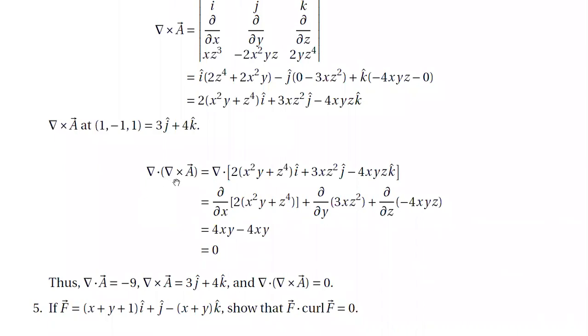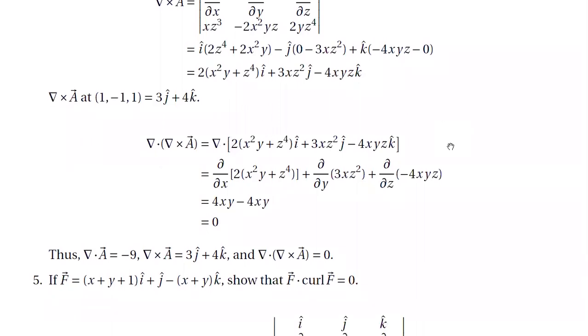So divergence of curl of vector A is equal to del dot product with del cross vector A, that's here. What is del? Del is the vector differential operator ∂/∂x i plus ∂/∂y j plus ∂/∂z k. So let's calculate that. Take the dot product of ∂/∂x i with the i-th component here. So I get ∂/∂x of 2x²y plus z⁴ plus j-th components. So ∂/∂y of 3xz² plus k-th component. So I get ∂/∂z of minus 4xyz.